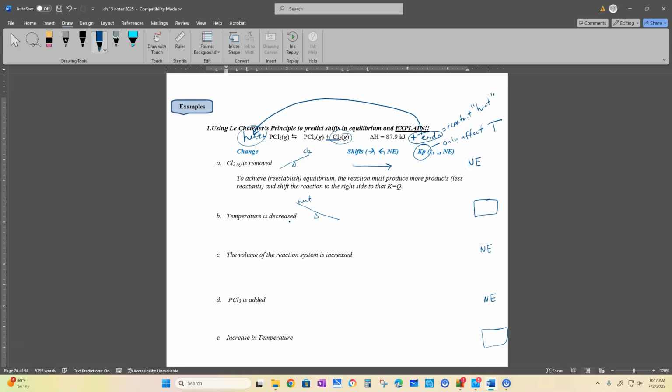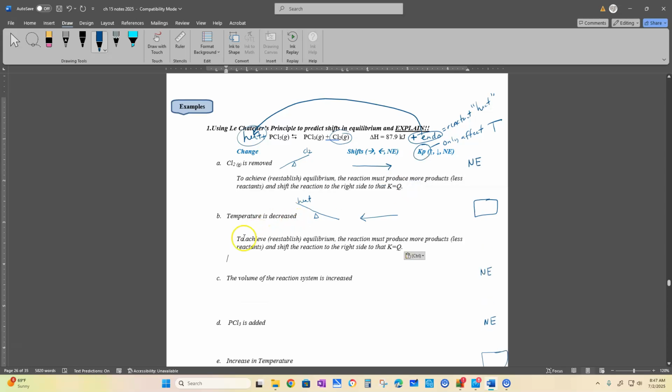What the heat does, well, that depends on the scenario. Okay? So if my heat is here, how do I fix it? Well, I'm going to have to shift to the left. So it's literally kind of like the same scenario, but we're just going to change some words instead. Okay? So to re-establish equilibrium, the reaction must produce more reactants. It's the same essay, just changing other words. Or you could say less products.